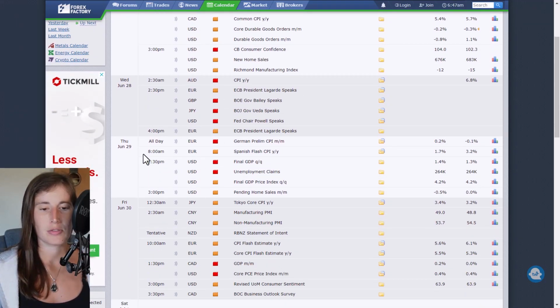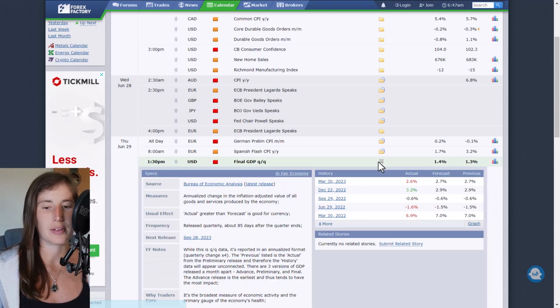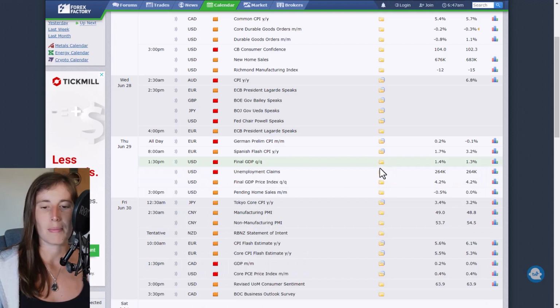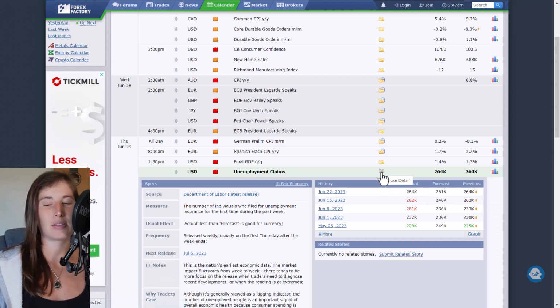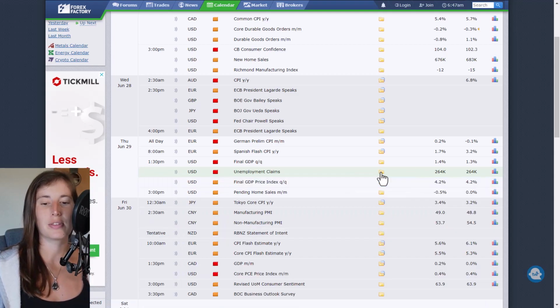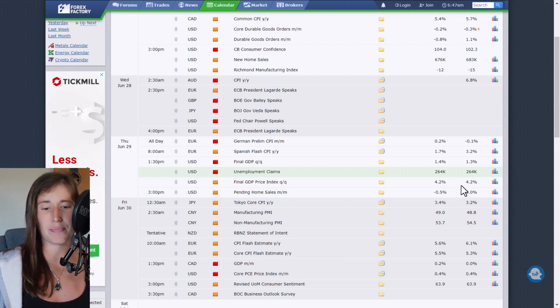And into Thursday, this is the kind of news I'm more interested in, the higher impact news: final GDP for the quarter, as well as unemployment claims. Those key news events do tend to add a bit of volatility to the market and bring some volume in. Depending on whether it is good or bad compared to the forecast, it could affect the fluctuations of the pound against the dollar. So it's really good to be aware of when these are released.